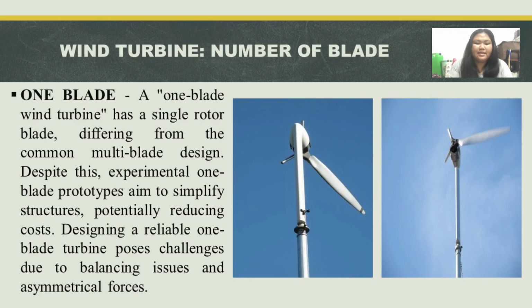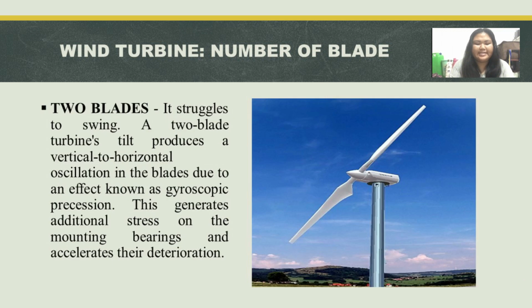1 blade. A 1-blade wind turbine has a single rotor blade, differing from the common multi-blade design. Despite this, experimental 1-blade prototypes aim to simplify structures, potentially reducing cost. Designing a reliable 1-blade turbine poses challenges due to balancing issues and asymmetrical forces.